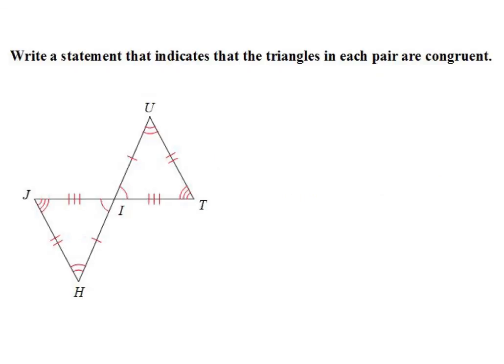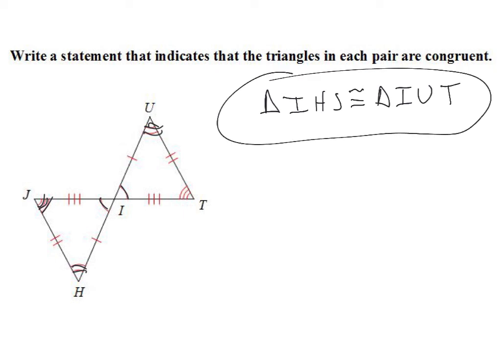So in this example, we want to write a statement that indicates that the triangles in each pair are congruent. So we just want to match up the letters with its corresponding parts. So the first triangle, triangle IHJ, has to be congruent with, and now I'm going to match them up. I was matched up with I. H was matched up with U. And then J was matched up with T. So this would be an appropriate congruent statement.